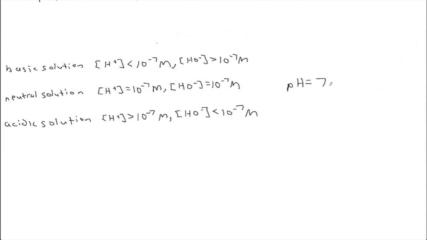7 and 7. Because we know negative log of 10 to the negative 7 is 7. Okay, good. So this is something hopefully that you've heard in some of your other chemistry courses. Neutral is pH of 7. At room temperature or close to room temperature, neutral is pH of 7.